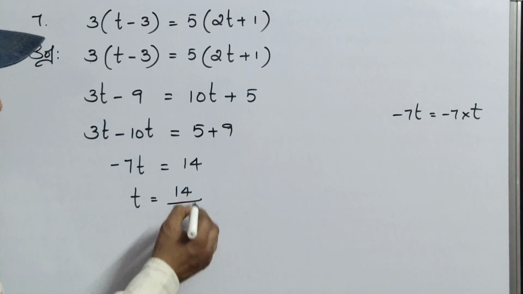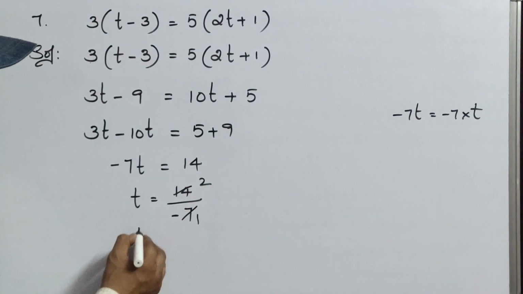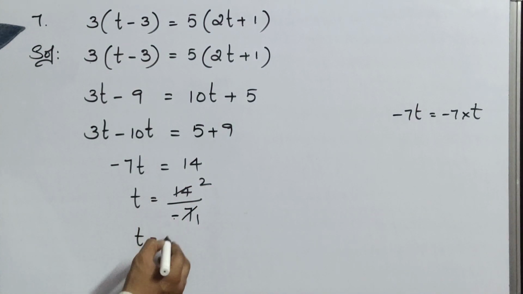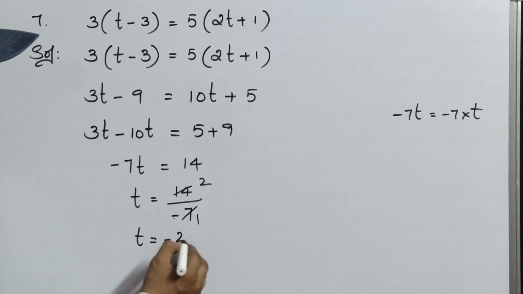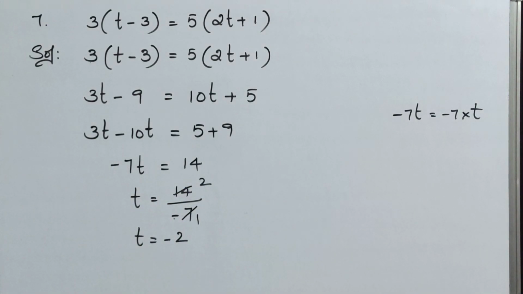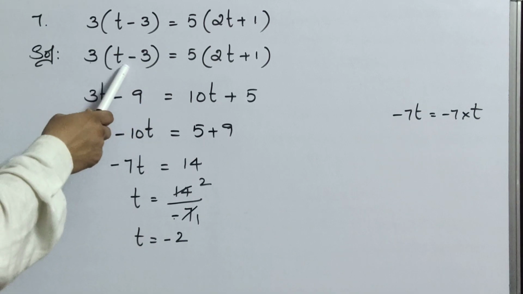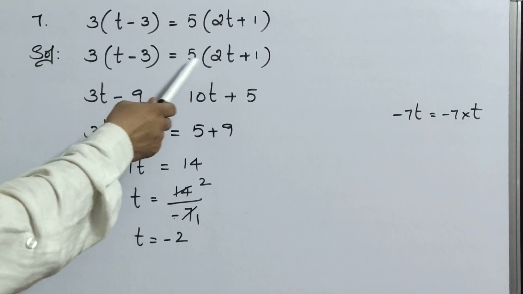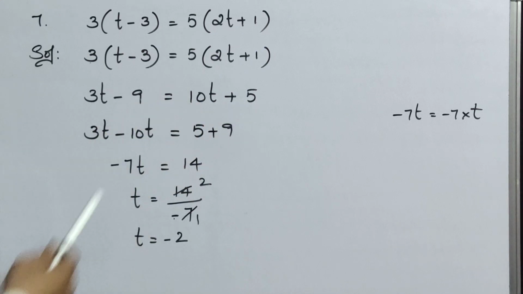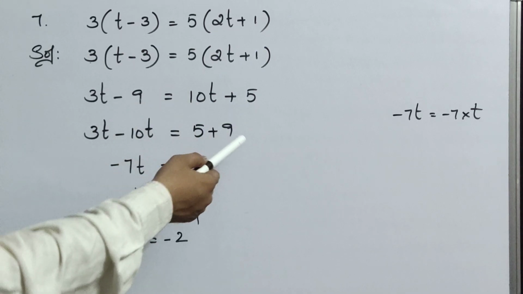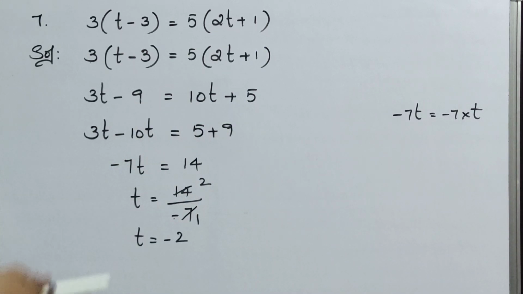So 7 ones, 7 twos. So t equals minus, you can write in the numerator 2. So t value is minus 2. Okay children, up to here it is clear. I am giving time for writing for you, and once again I am explaining. 3 into t, 3t, 3 3s are 9, 5 2s are 10, 5 1s are 5. Bring all the t's one side and send all the numbers to other side.